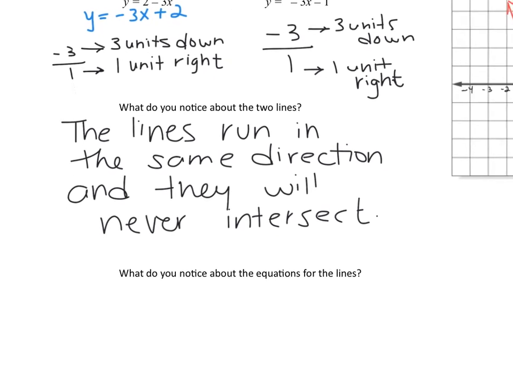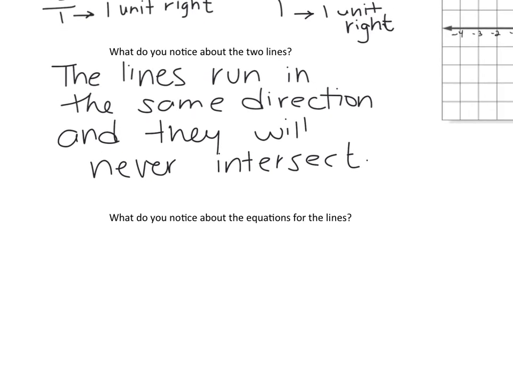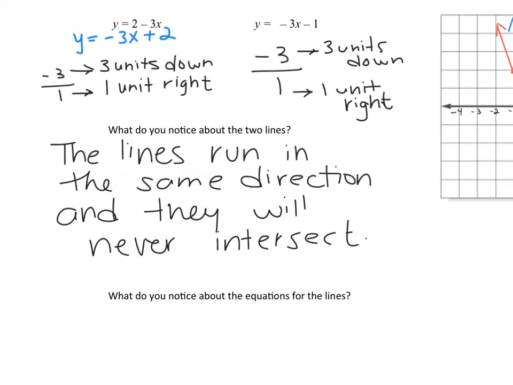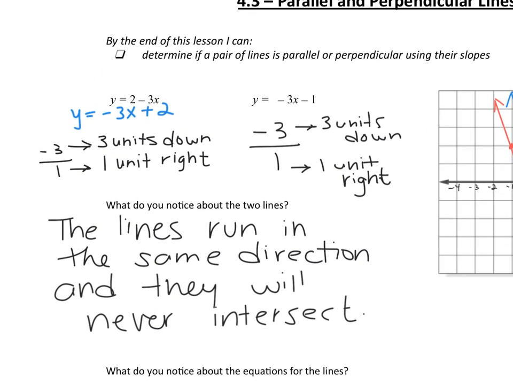And the second question asks us, what do you notice about the equations for the lines? So if we go back and look at the equations that we plotted on our grid, the first equation was y equals -3x plus 2. The second equation was y equals -3x minus 1. So are there any similarities between the two?